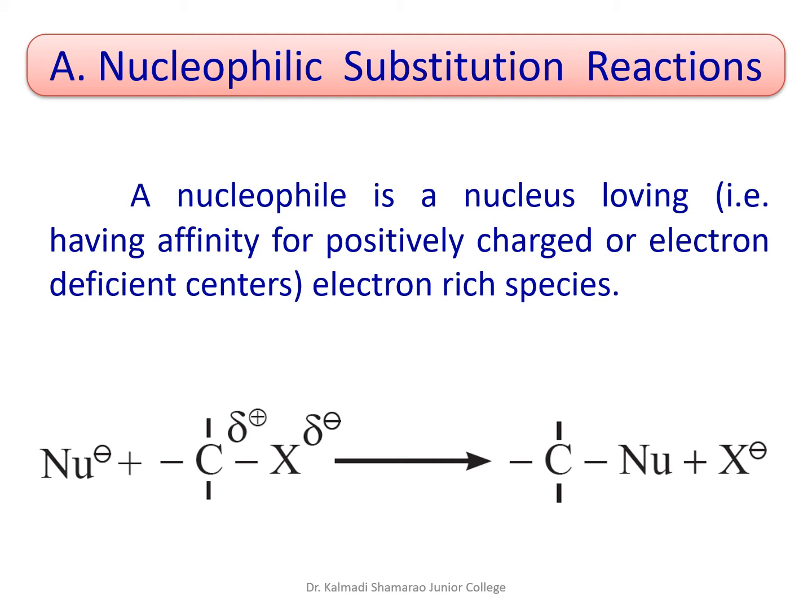Thus, in substitution reactions of alkyl halides, a nucleophile is attracted to the positively charged carbon. It substitutes the halogen atom attached to carbon, and hence the substitution reactions are called nucleophilic substitution reactions. The reaction can be represented in a general form like this.